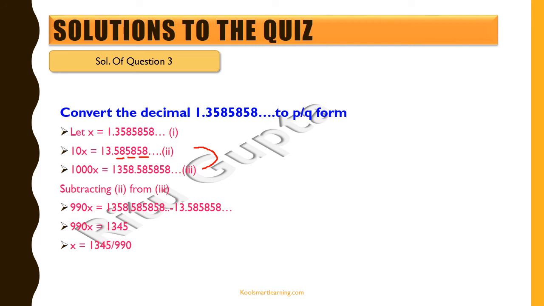And of course, if the choices had been like that, we could have further brought it into its simplest form, but since the options are like that, we say that option D is the correct answer.